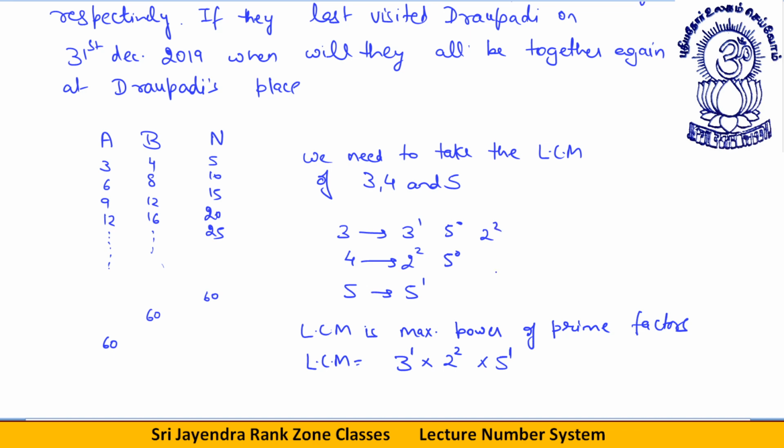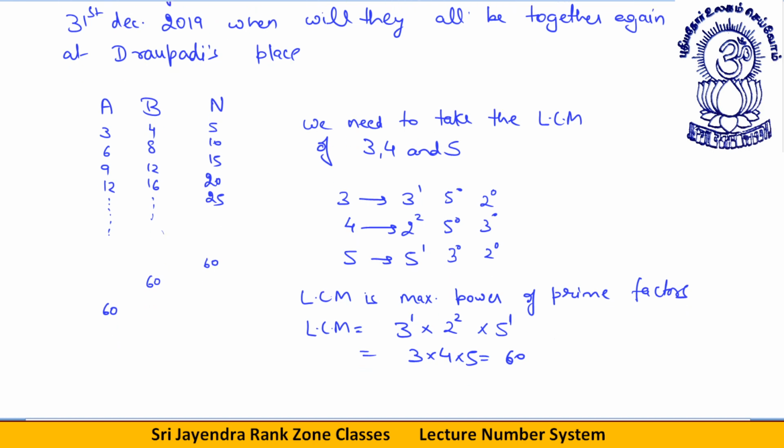Similarly, other places it is 2 square, 2 square, 3 raised to power 0, 3 raised to power 0. 2 square is only here, here it will be 2 raised to power 0, here it will be 2 raised to power 0. So the LCM is 3 into 4, 12 into 5, that is 60. Okay, dear students. So after this, I will tell you one more important thing.